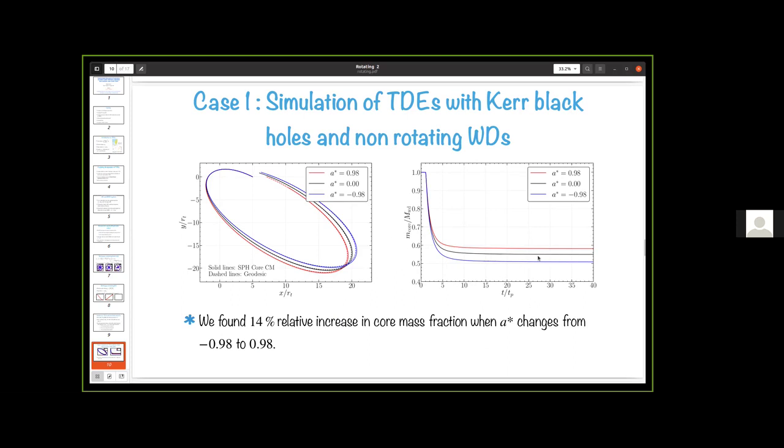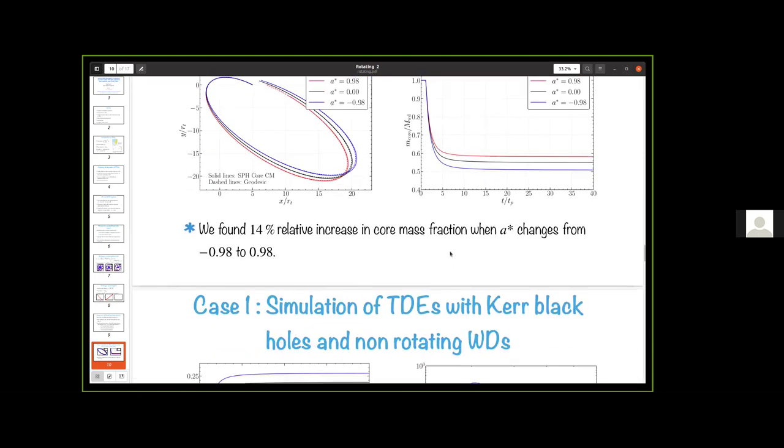And we can see that for the retrograde rotation of the black hole, more mass is disrupted. We observed almost a 14% relative increase in the core mass fraction when a* changes from minus 0.98 to plus 0.98. One possible reason is that after the interaction, the white dwarf in the retrograde orbit spends much more time in the vicinity of the black hole, as we can see via the blue line. Therefore, more mass is disrupted from the initial white dwarf, and that is reflected in the core mass fraction plot.